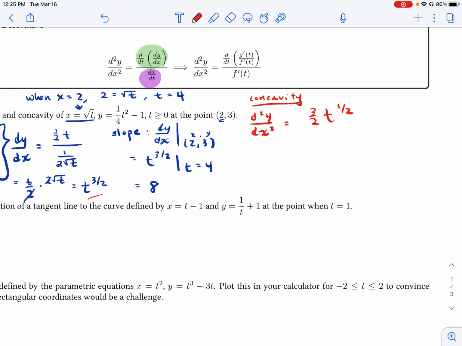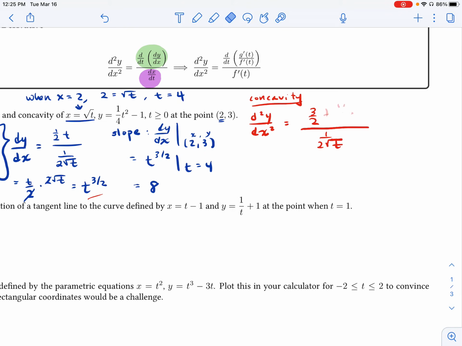However, don't stop there. We then need to divide that by dx dt again. What is dx dt? It was 1 over 2 root t.